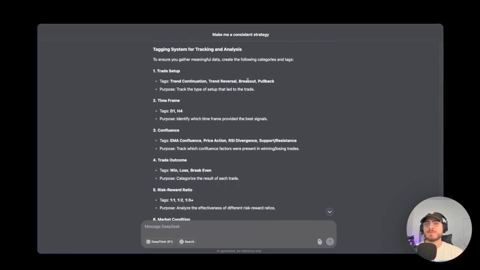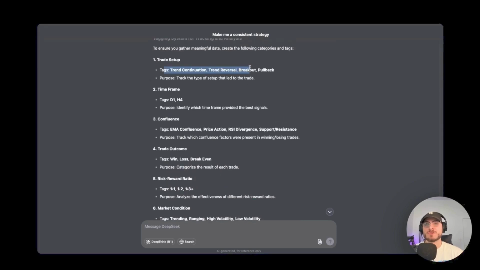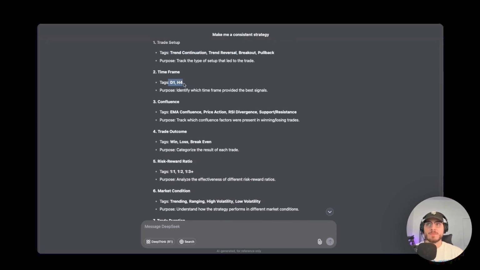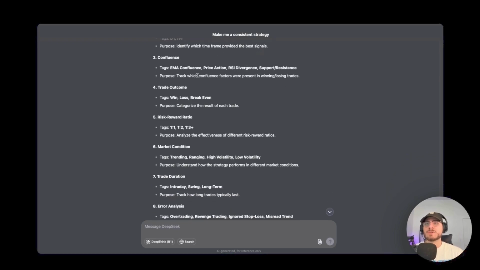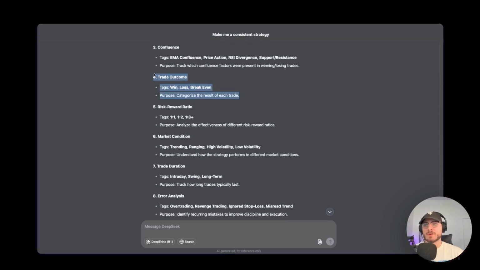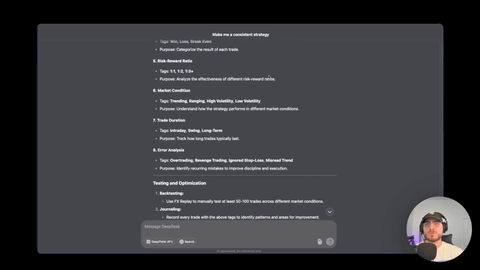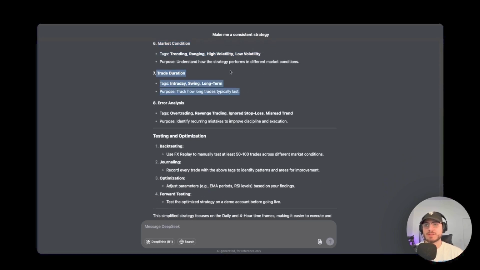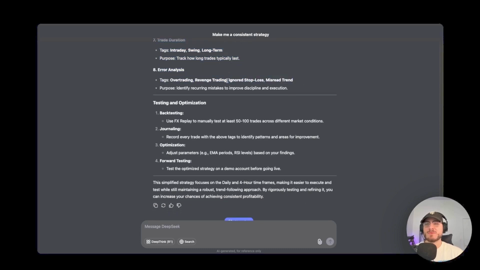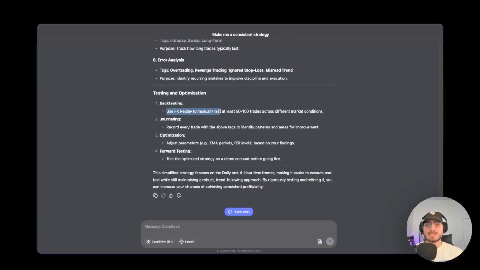And some tagging system that we need to do. So trend continuation, if it's a reversal, if it's a breakout, that's really cool. The time frame, I guess in this case, it doesn't really matter because we already will know the time frame direction is daily or 4-hour, and the trade is being taken in the direction of whatever the time frame says. Confluence. So yeah, this will be cool just to see if there's different confluences that work out properly. FX Replay already takes care of the outcome, already takes care of the risk to reward. We can set up the market condition, the duration FX Replay takes care of. Any error analysis as well, maybe we can include that as well. So now let's go and test it in FX Replay.